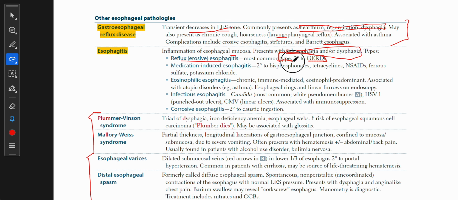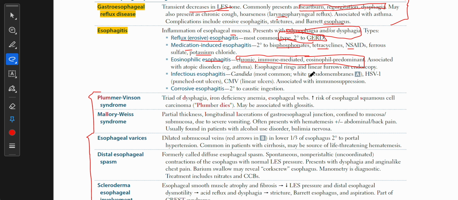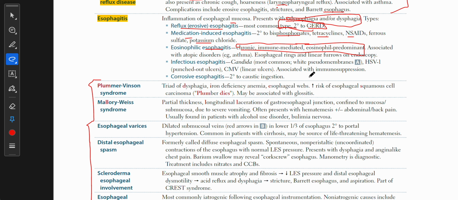Reflux esophagitis is secondary to GERD, that is gastroesophageal reflux disease. Medication-induced esophagitis is from bisphosphonates, tetracyclines, NSAIDs, ferrous sulfate, and potassium chloride. And also eosinophilic esophagitis is a chronic immune-mediated, eosinophil-predominant condition. It is associated with atopic disorders as in asthma, and esophageal rings and linear furrows on endoscopy. So chronic immune-mediated eosinophil predominant, right?